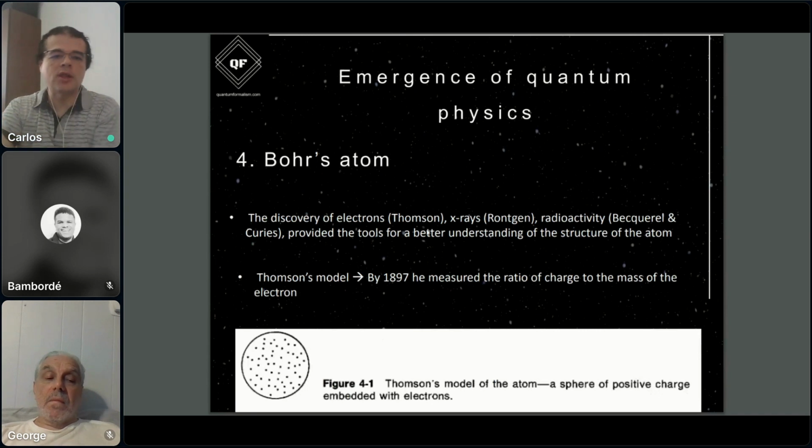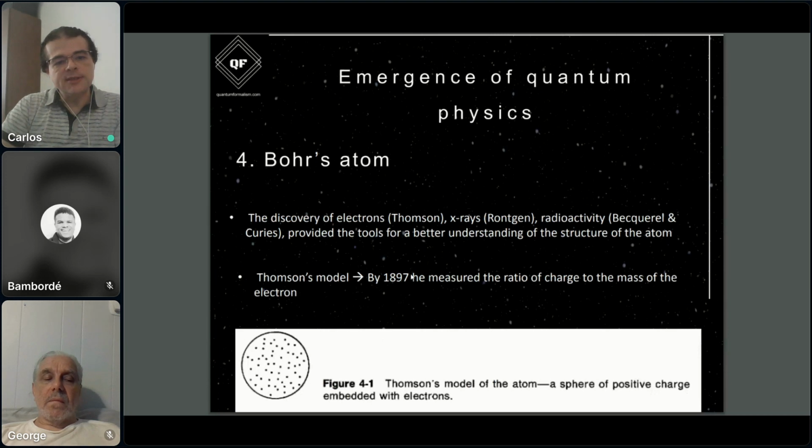So returning a little bit to the past, in 1897, J.J. Thomson measured the ratio of the charge to the mass of the electron, which showed that the electron should be thought of as a particle, right? Which was predicted by the classical theory, Maxwell electromagnetism. But the experimental proof was only done in 1897.